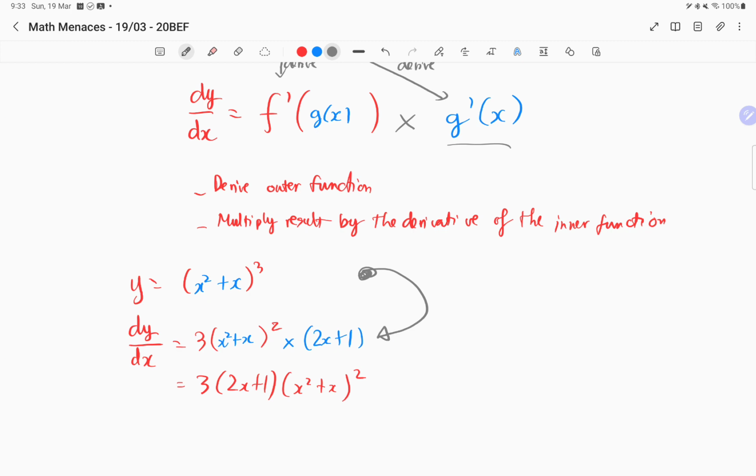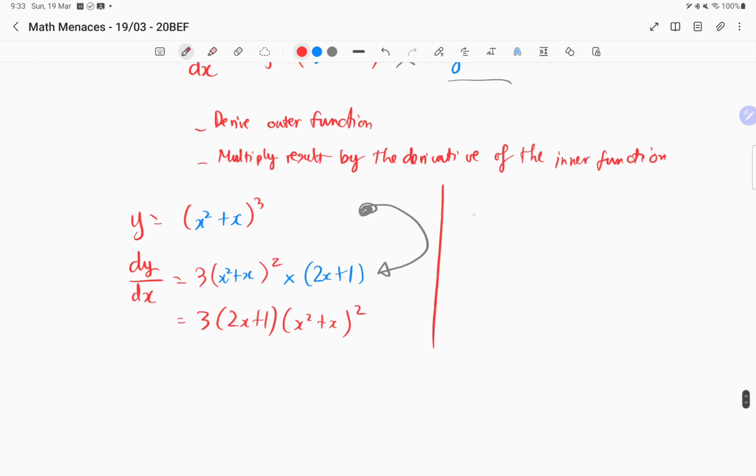No question? Okay. Try to do one yourself. Okay? Let's try this one. y equals brackets 2x squared plus 1, everything to the power 4. Alright, see if you can work this one out. dy over dx.